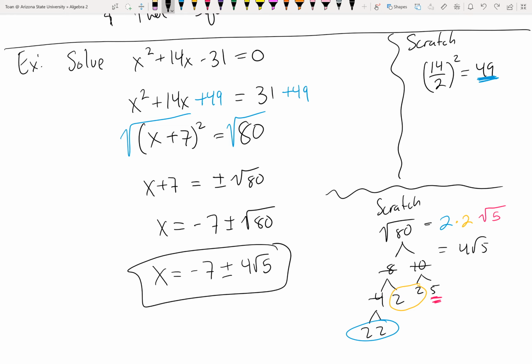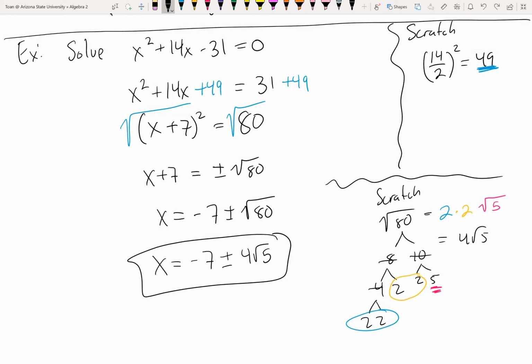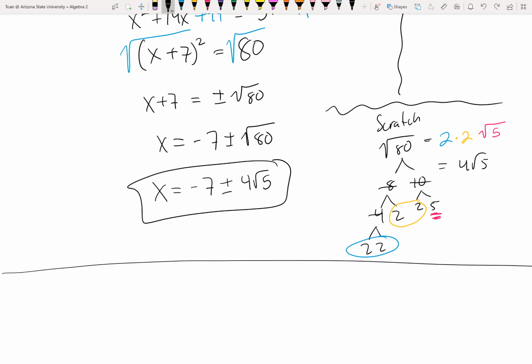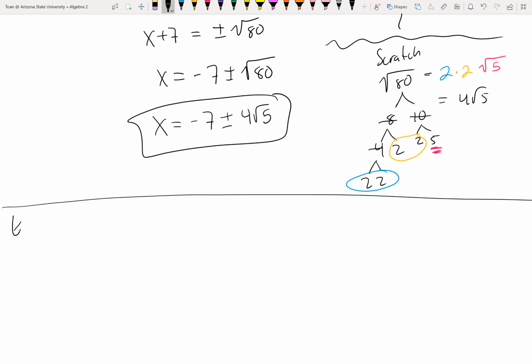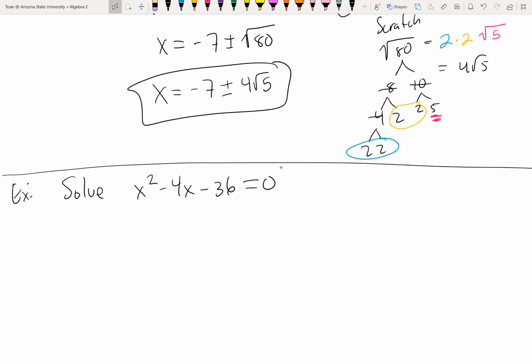Let's just do a handful more examples until you get the hang of things, until you get the flow of things. Let's go ahead and solve x squared minus 4x minus 36 equals 0. It's important: it has to equal 0, so if the equation doesn't equal 0, you're going to have to move things around. Again, the first thing I would always try is to factor it, but spoiler alert, none of these will be factorable. So I'm going to go ahead and complete the square.